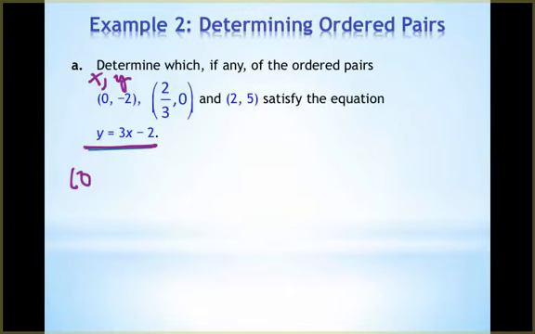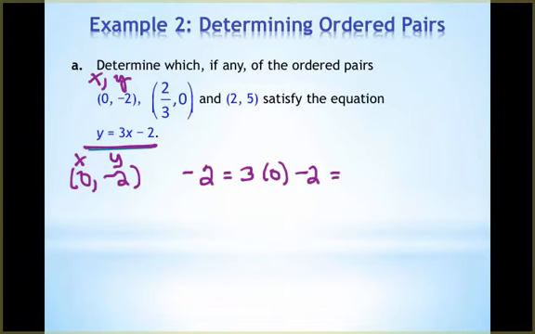So let's use the point 0, negative 2, and we'll let x be 0, y be negative 2. So that gives me negative 2 equals 3 times 0 minus 2. But then 3 times 0 would be 0, and 0 minus 2 is negative 2. And so we do get negative 2 equals negative 2. So that one does satisfy the equation. We'll put a check mark there.